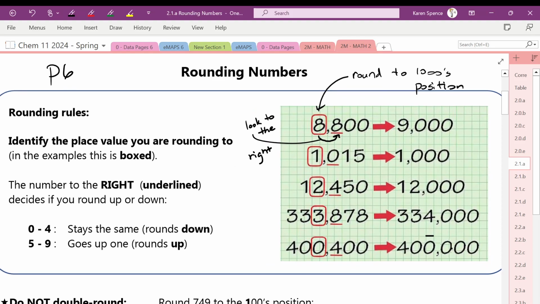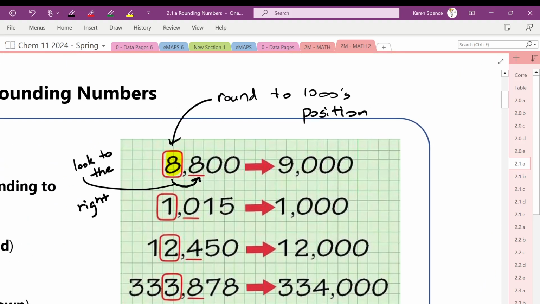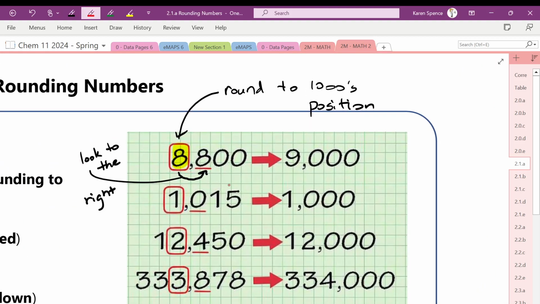If the number to the right is a 0 to a 4, then the boxed number stays the same. And what if that number to the right is a 5 to 9? We round up. So what are we going to do if we have an 8 there? We're going to round up. So the 8 then becomes a 9.